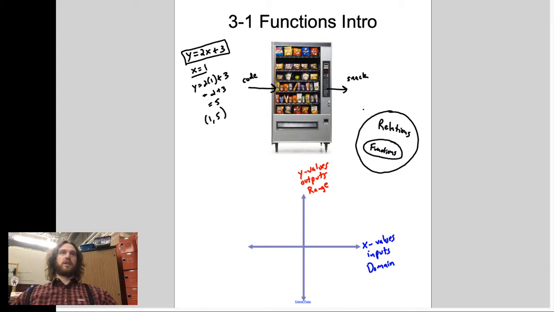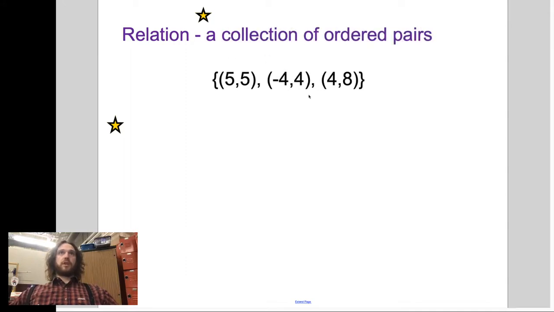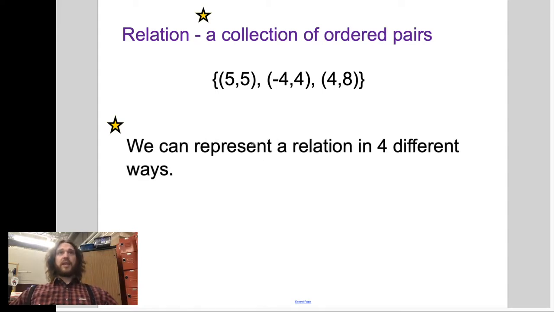So let's get into more detail. What's a relation? A relation is just a collection of ordered pairs. So some relations are functions, some are not. Today I'm going to teach you how to decide between those. And we can represent a relation in 4 different ways other than an equation if it's a function. So there are 4 ways to represent a relation that's not an equation.